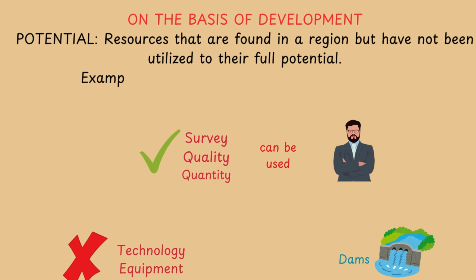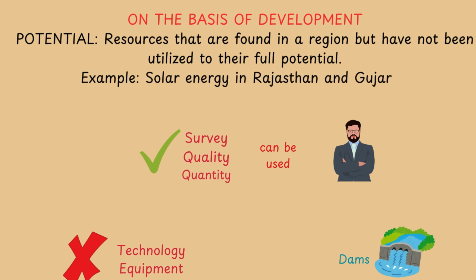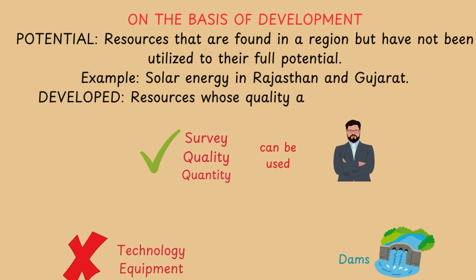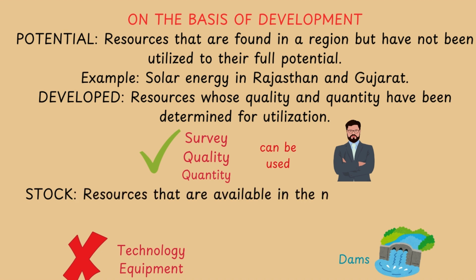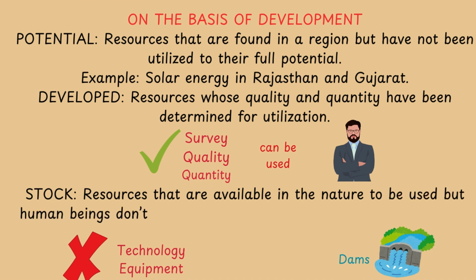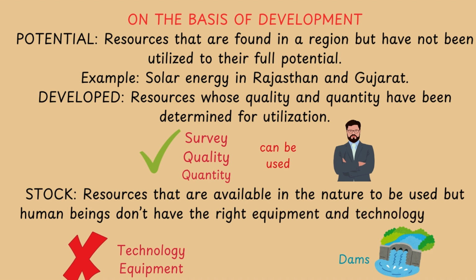On the basis of development, the resources are classified into potential resources, developed resources, and stock resources. What is meant by potential resource? Resources that are found in a region but have not been utilized to their full potential. That means they are in the region but we are not able to use them due to some reasons like lack of technology or lack of some equipment. That is known as a potential resource. For example, solar energy in Rajasthan and Gujarat.